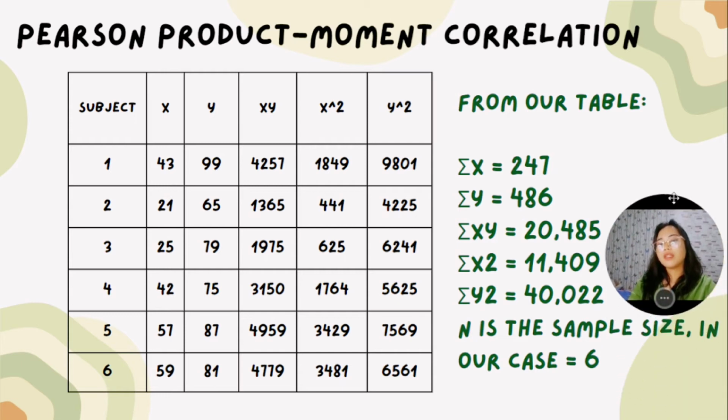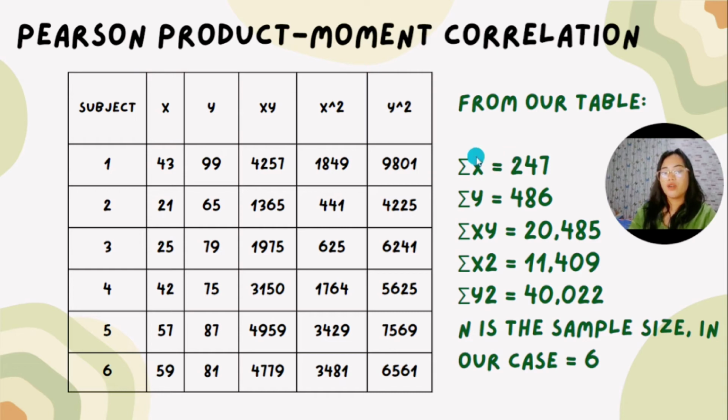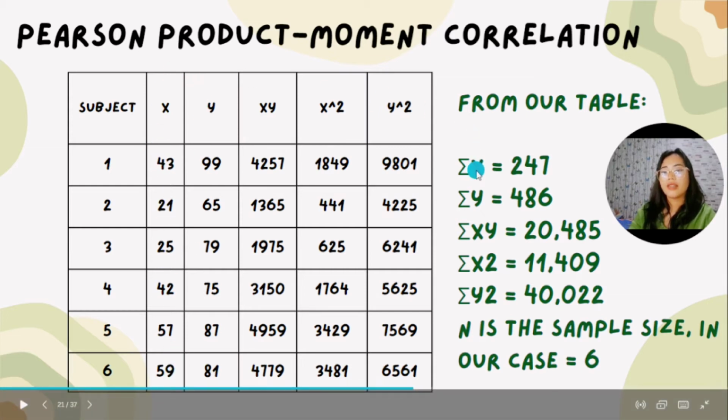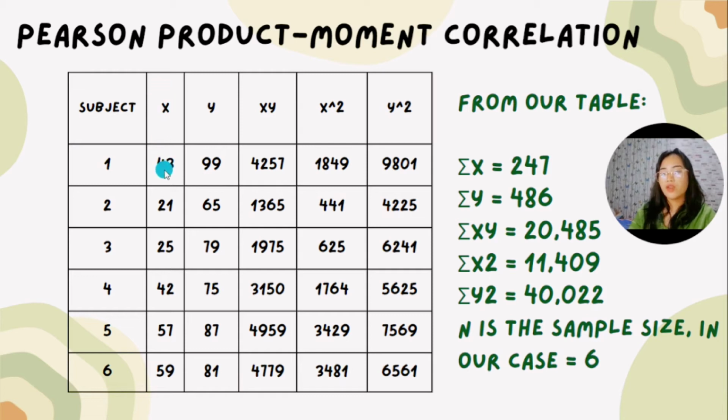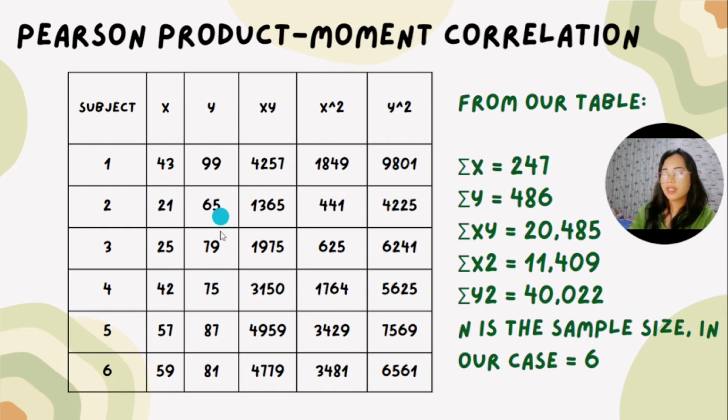So from our table, we have these values. These are the total values from these columns. So the summation of x is from this column. Summation means all of them are added to get the summation. So the summation of x, 43 plus 21 plus 25 plus 42 plus 57 plus 59 is 247. The summation of y, which is 99 plus 65 plus 79 plus 75 plus 87 plus 81, is 486.